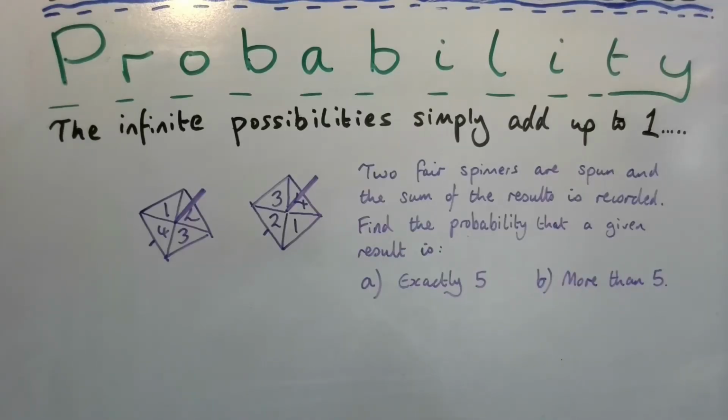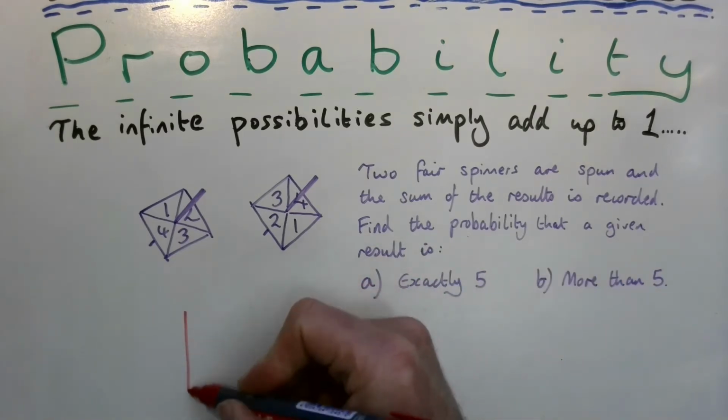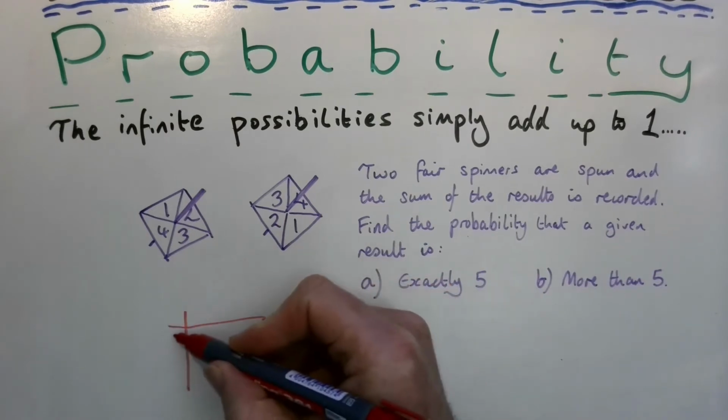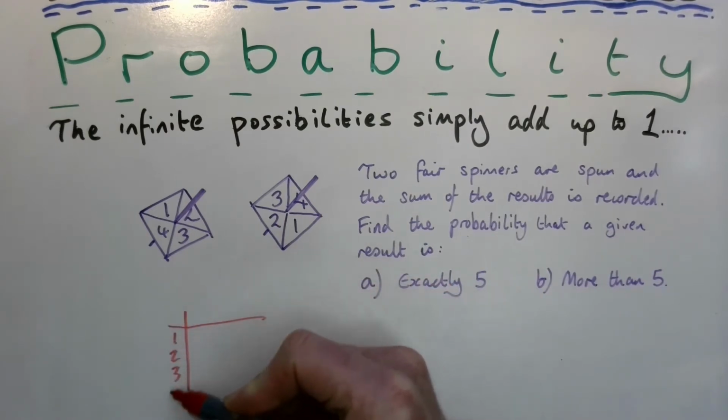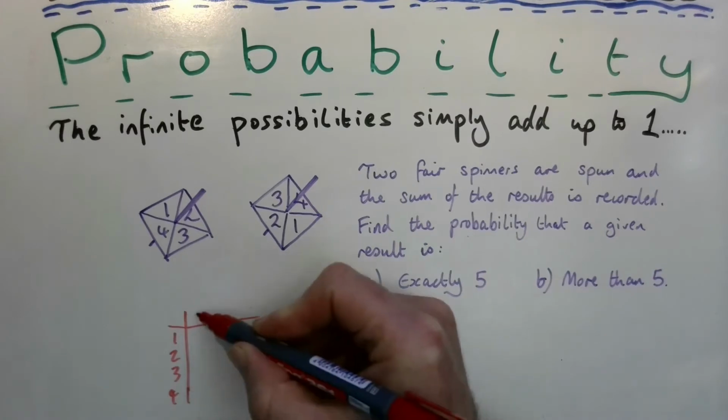Have a go then at this little question about a couple of spinners. There's more than one way you can come up with it, but you've got two fair spinners being spun, and the sum of the results is recorded. So we need to think about what they would add up to. Both spinners can go up to 4.